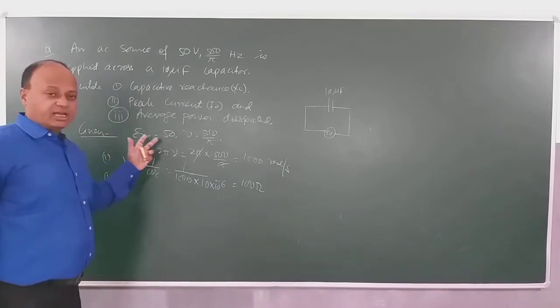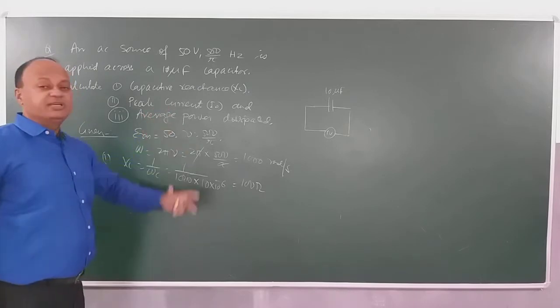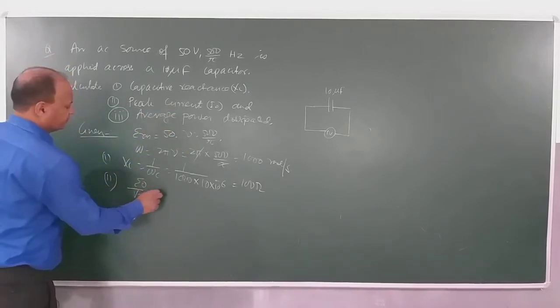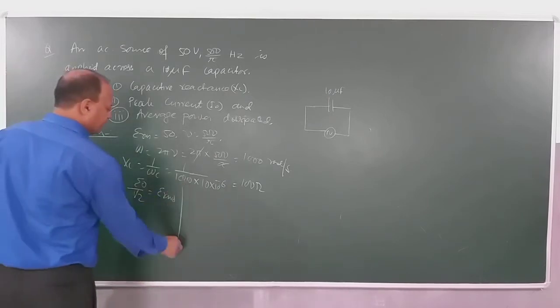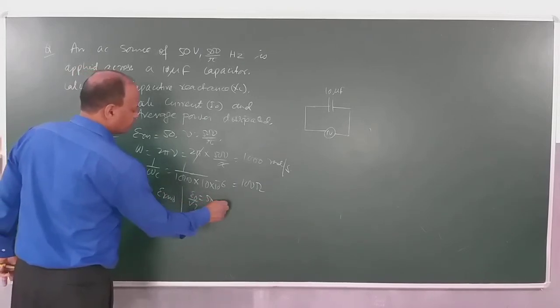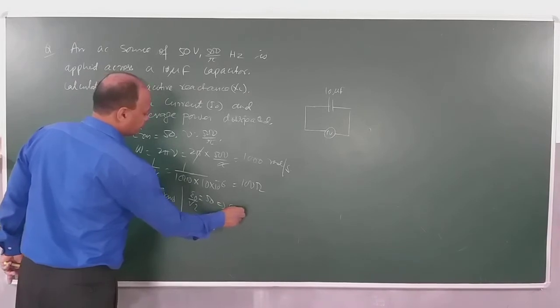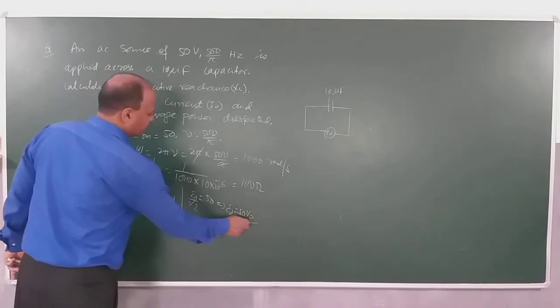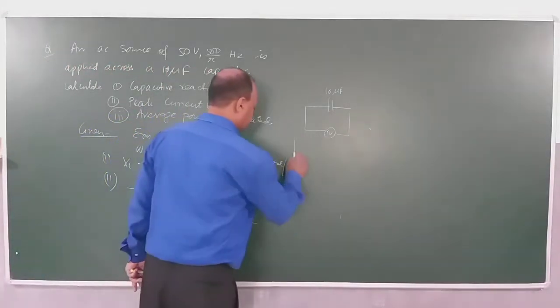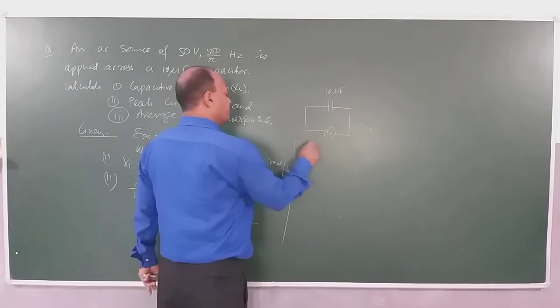We have been given ERMS and they are asking what is the peak current. So we know the formula: E naught by root 2 is equal to ERMS. If you cross multiply, then E naught is 50. So E naught is equal to how much? 50 root 2. I calculated E naught, that is 50 root 2, and therefore the peak current.